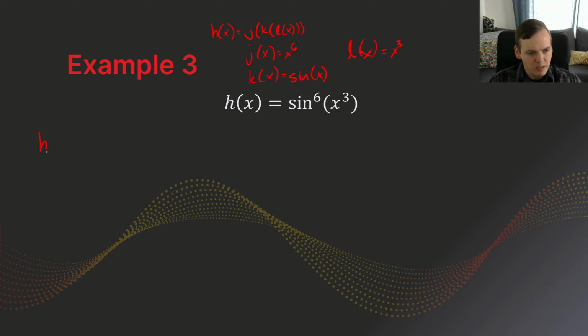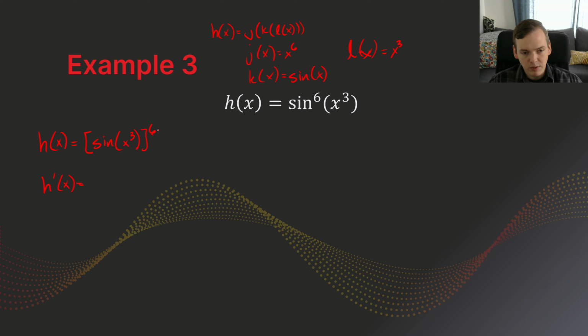Another way that you might consider writing it is something like this: sine of x cubed, to the 6th. So you can see those layers where the outermost part is the x to the 6th, then you've got a sine function inside that, and then you've got an x cubed inside that. Whatever works for you is going to be great, but I'm just showing you some examples.